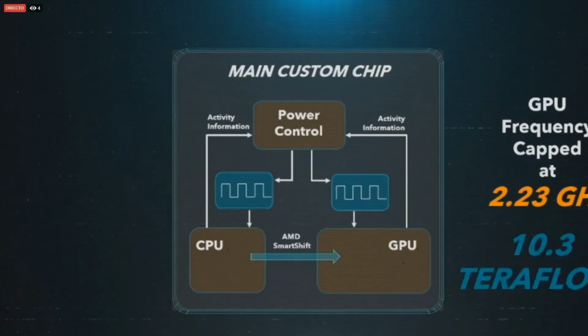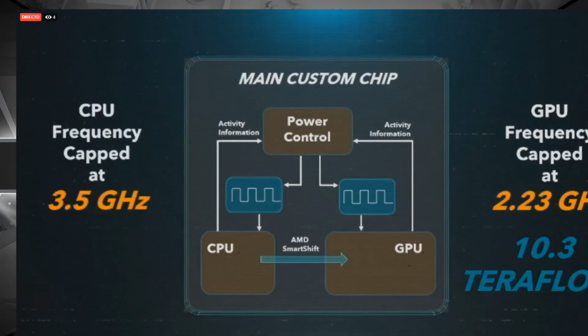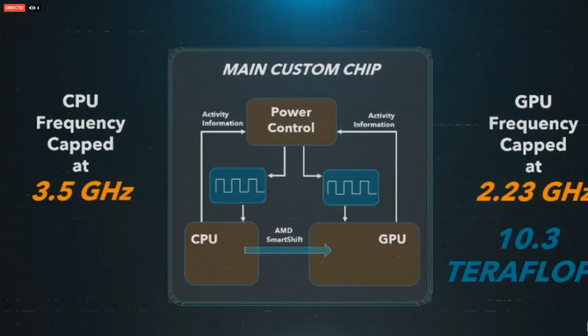36 CUs at 2.23 GHz is 10.3 teraflops, and we expect the GPU to spend most of its time at or close to that frequency and performance. Similarly, running the CPU at 3 GHz was causing headaches with the old strategy. But now we can run it as high as 3.5 GHz. In fact, it spends most of its time at that frequency.